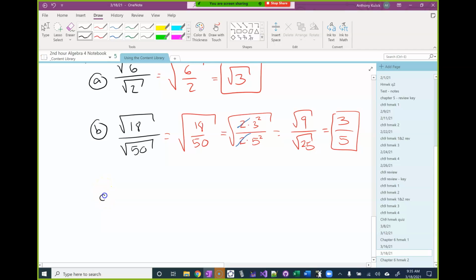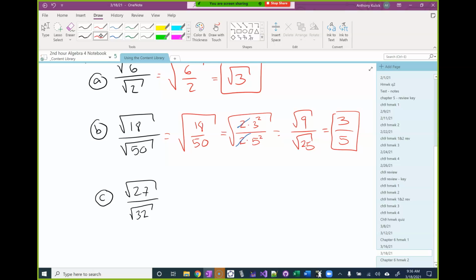Let's say we have the square root of 27 over the square root of 32. Can the fraction 27 over 32 reduce? I mean, if you're not sure, what should you do? The prime factorization, right? Because we're going to need that anyways, probably to do the problem. So let's go ahead and do that anyways.